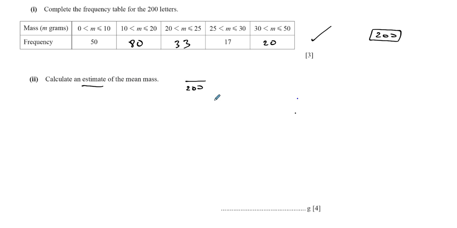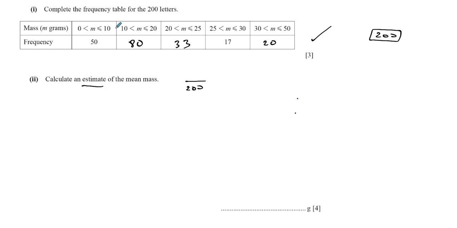But that's not an easy way out. You cannot find the mean because they told you to find an estimate of the mean. Now, in order to find an estimate of the mean, what we must do is the following. We must take the interval that they gave us, for example, between 0 and 10, and say, we don't know exactly what the mass of any one of those letters was, but we do know that the mass lies between 0 and 10 grams.